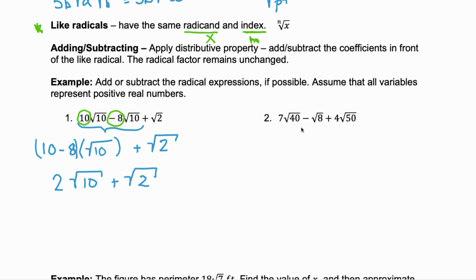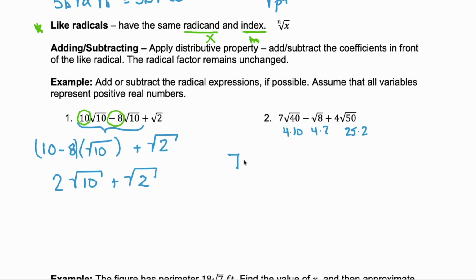Now look at example 2. Can we simplify anything? I think so. 40 is 4 times 10. 8 is 4 times 2. 25 times 2 gives us 50. And we have some perfect squares there. So let's rewrite each of these terms.